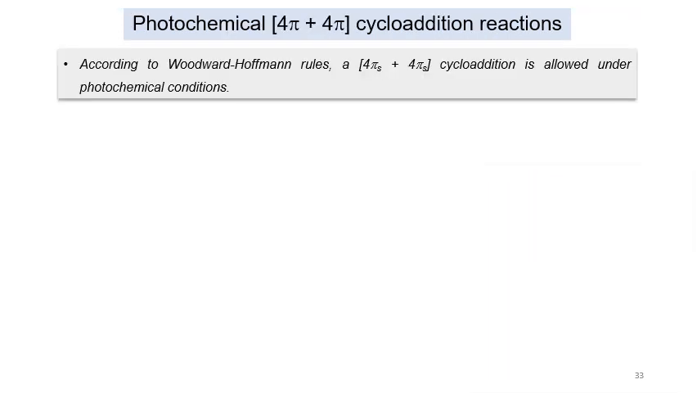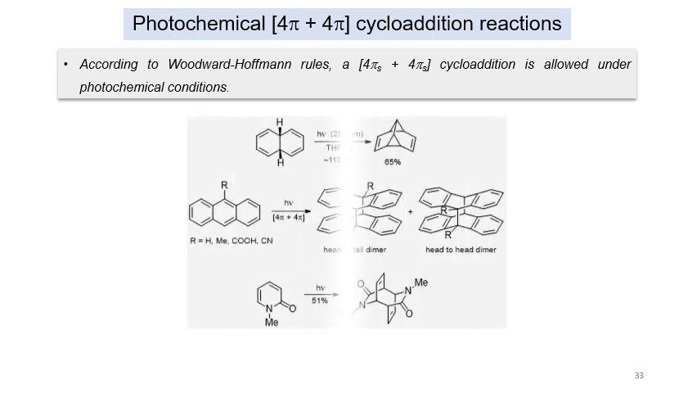What about 4pi plus 4pi supra cycloaddition? According to Woodward-Hoffmann rules, obviously this would be an allowed process under photochemical conditions. Let's see some examples. In this particular case, you can see here this is a 4 pi plus 4 pi system under photochemical conditions. This reacts in an intramolecular fashion to give you this highly fused and strained system. Anthracene can be dimerized in a head-to-tail dimer or a head-to-head dimer using this particular system.